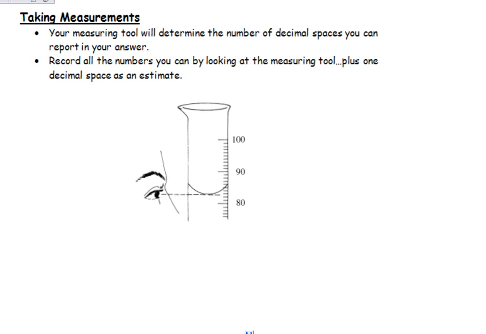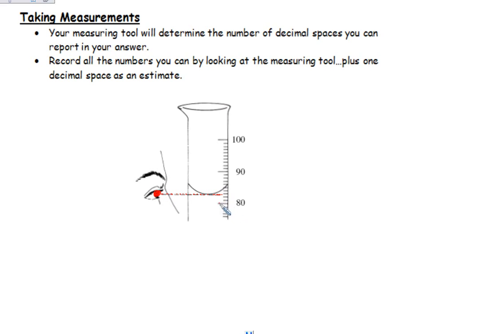Every 1 milliliter. When you make a measurement, you start by recording all the numbers that you can just by looking at the markings on your measuring tool, your graduated cylinder, your ruler. Okay, so here's eye level. We'll kind of give her a little scary eye. Alright, so we're going to measure at eye level.